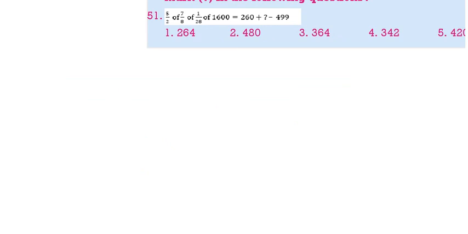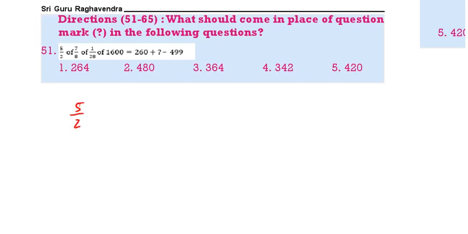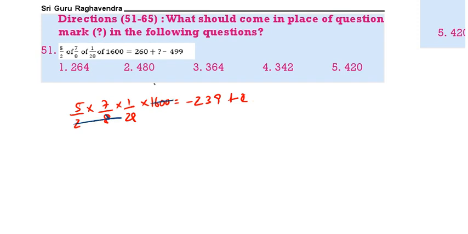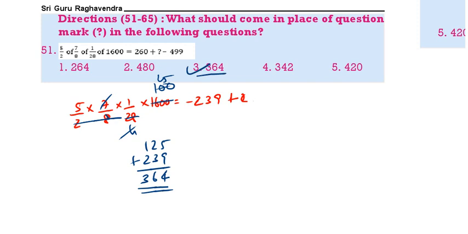See this one. 5 by 2 of 7 by 8 of 1 by 28 into 1600 is equal to 260 plus x minus 499, that is minus 239 plus x. Now do the calculation. 8 into 2 16, 8 into 2 16, this is 100, 7 ones 7 fours, 4 ones 425, 125 plus 239, that is equal to 364. 3 is the correct answer. Next question.